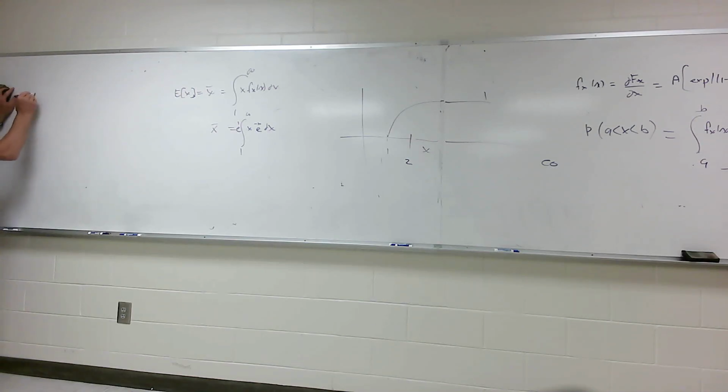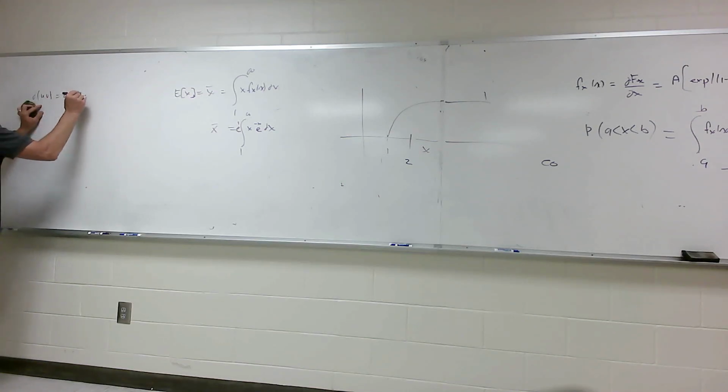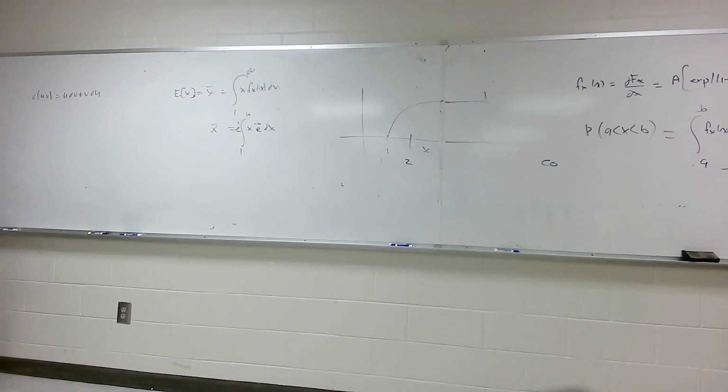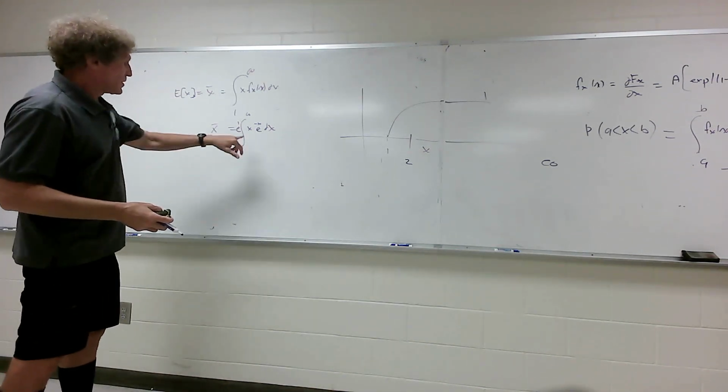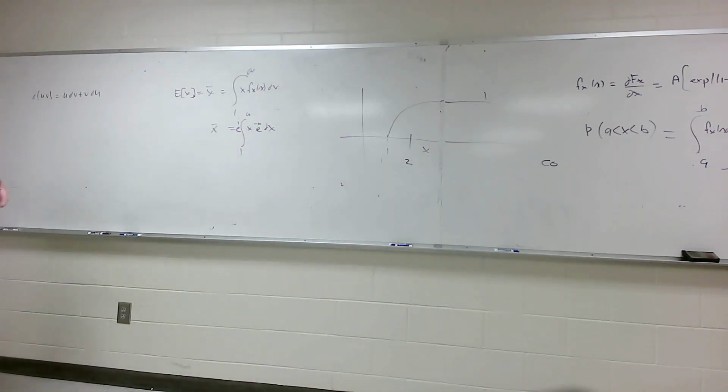Remember this? The derivative of uv is u dv plus v du. I do it that way, but you can do it any which way. So if we look at this, we can let x be u if you want. It doesn't matter. So u is equal to x, du is equal to dx, and then dv is equal to e to the minus x dx. Do you all remember doing these things?